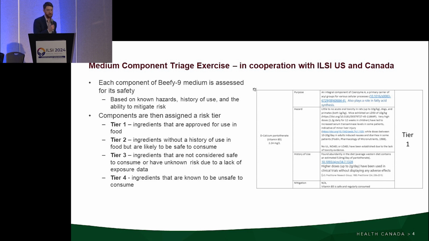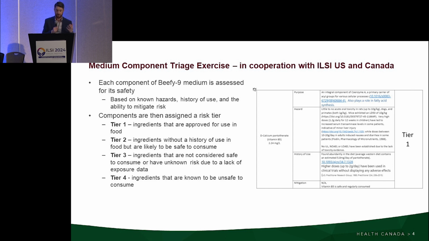So what we're doing with this triage exercise is that we're taking, as I mentioned, each component of BF9 medium and assessing each one individually for its safety based on the parameters that I mentioned. And then once we have this all completed, we're going to assign each of these a risk tier. This was an idea that was taken from the Upside submission to the FDA. This is the exact thing that they had done. And we thought that was a good way of organizing these into things that need attention and things that we already know are safe or are likely safe.